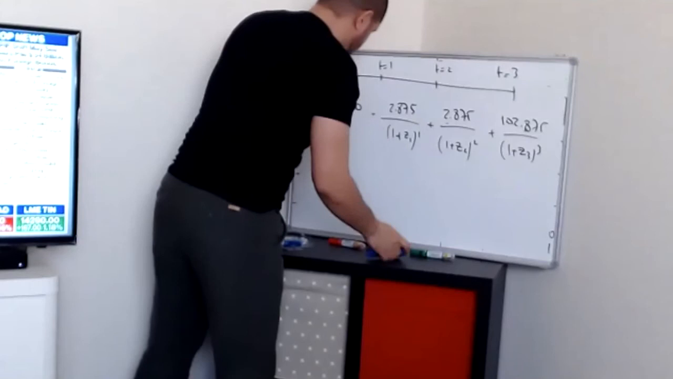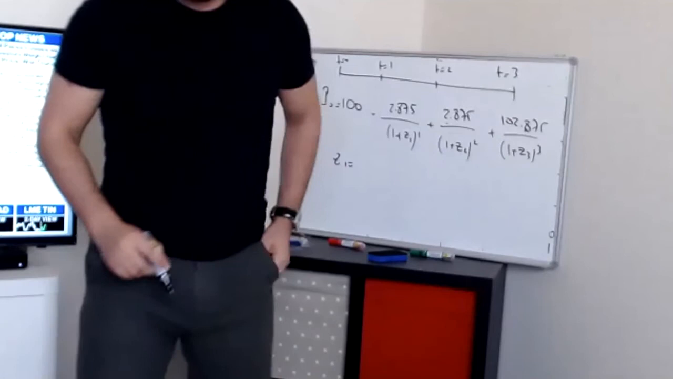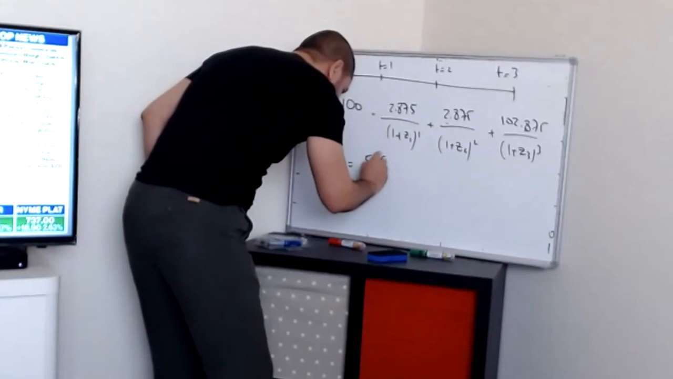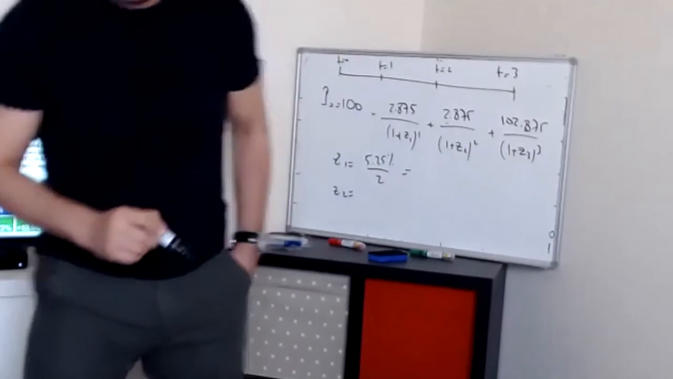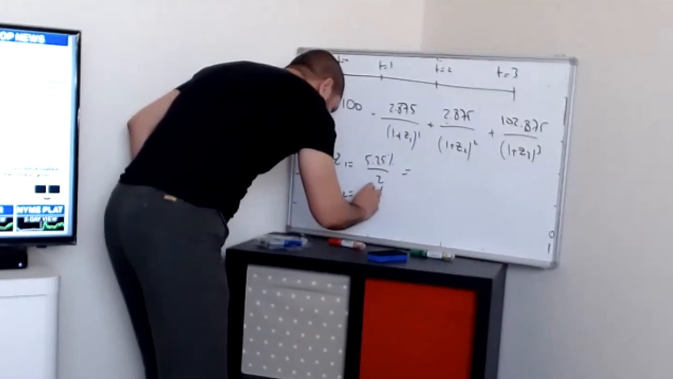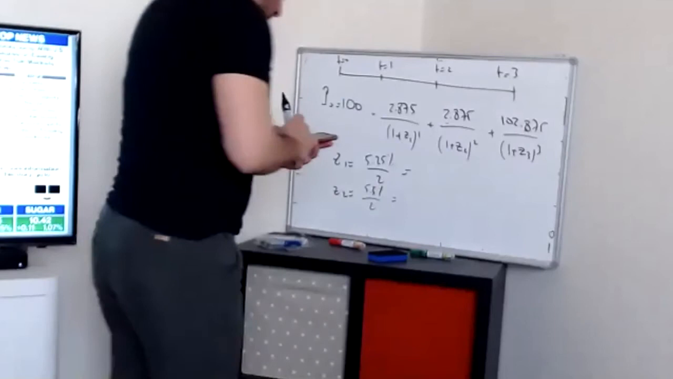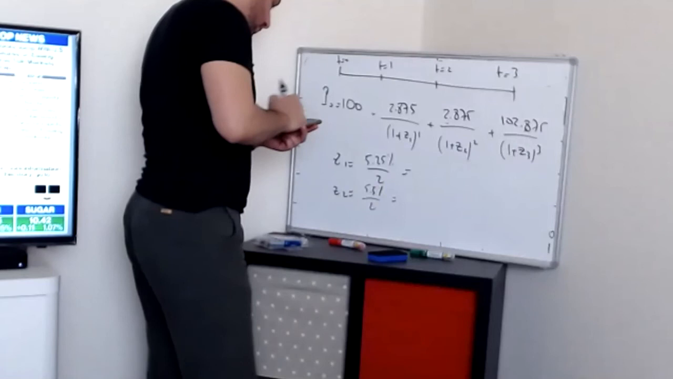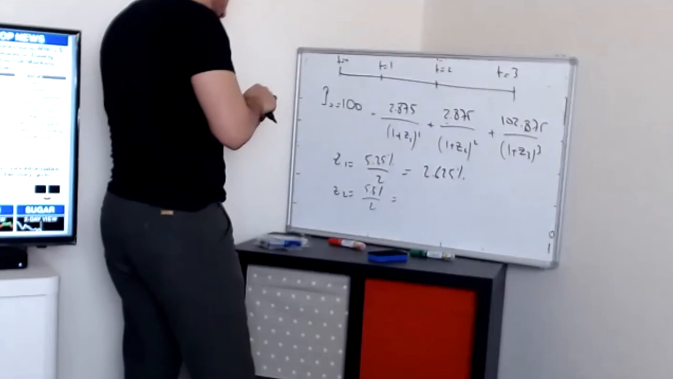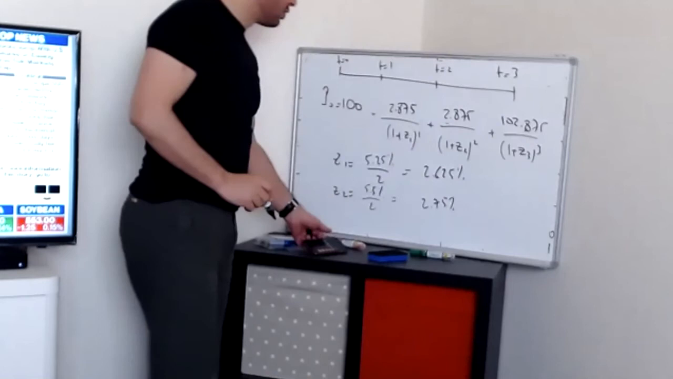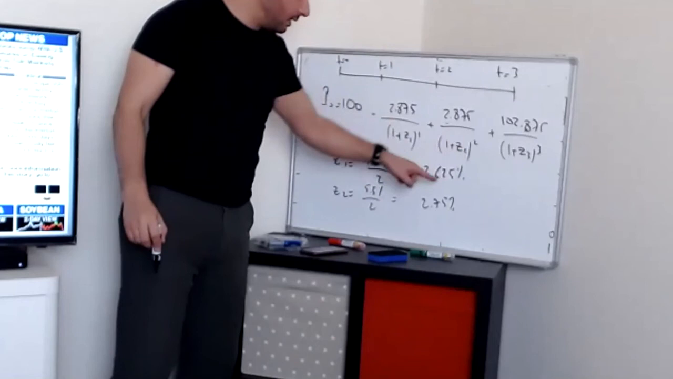So Z1 is equal to 5.25% divided by 2, while Z2 is equal to 5.5% divided by 2. So 5.25 divided by 2 is 2.625%, while the other one is 2.75%, right? So we'll just replace Z1 and Z2 by these respective values.